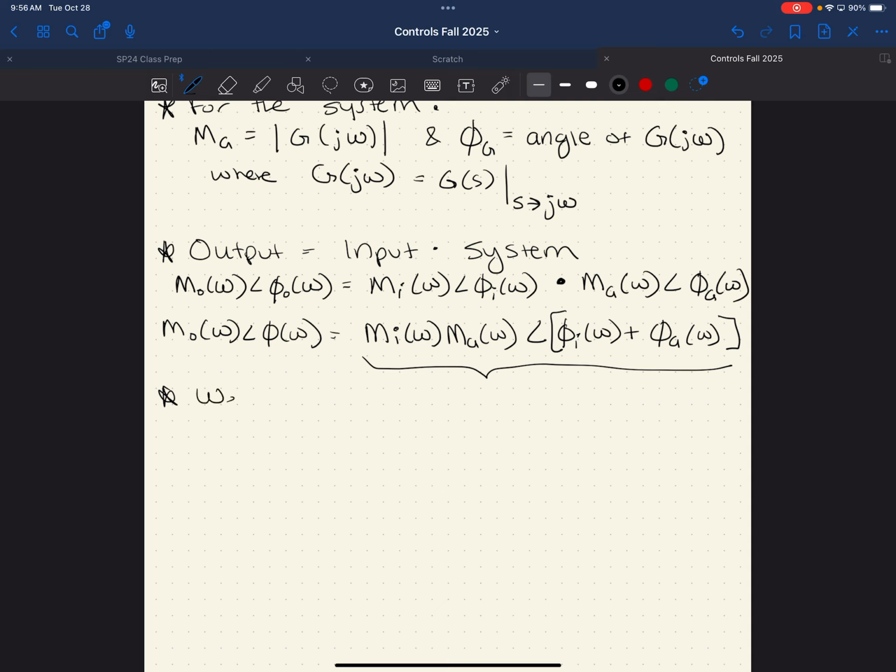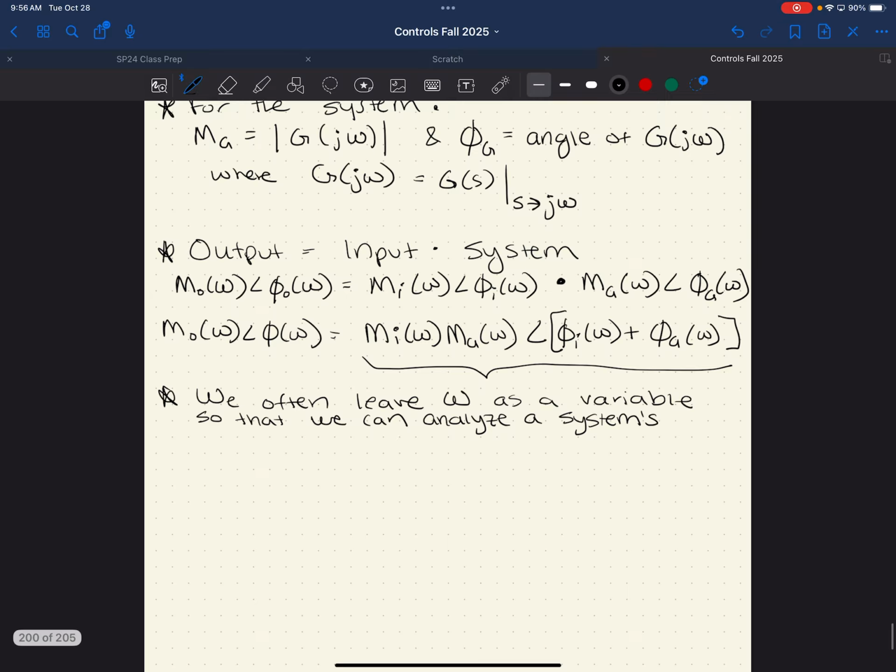So we often leave omega as a variable so that we can analyze a system's response to a wide range of possible input frequencies.